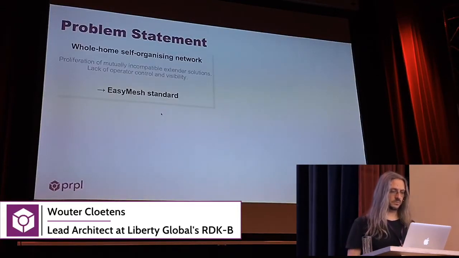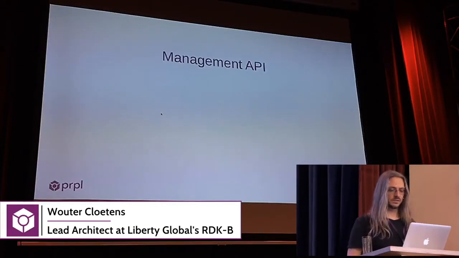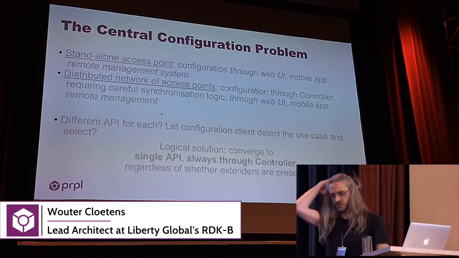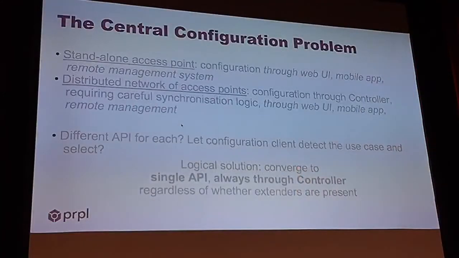All right. So the solution to the first problem of trying to get control over a self-organizing network is to make a standard and implement it. Second problem is the management API, and there's a central configuration problem. So you have your access points today, they are standalone. You have a 2.4 and a 5 gigahertz radio, but typically dual band, dual concurrent. You can configure an SSID for it. You can set a password on it. That's all, and it does channel selection. That's all fine. But then you have a self-organizing network.